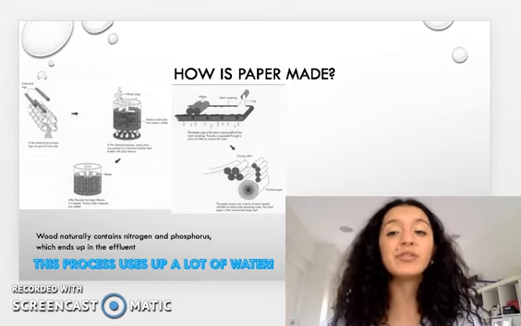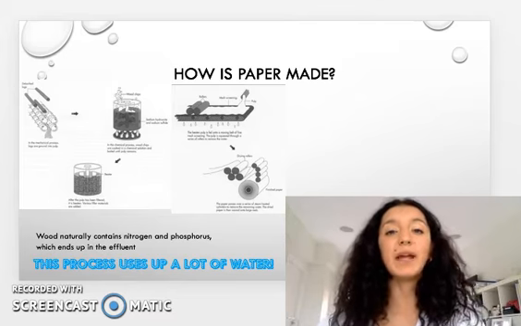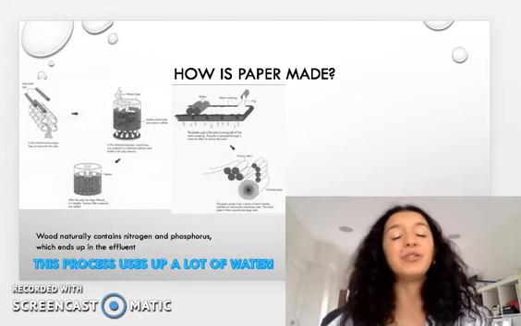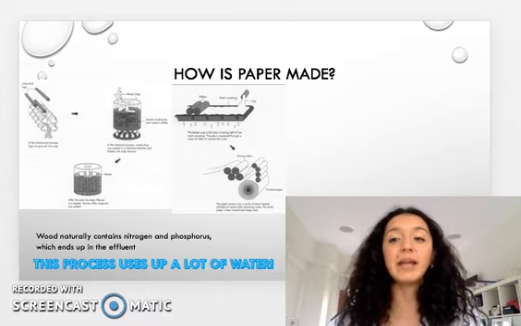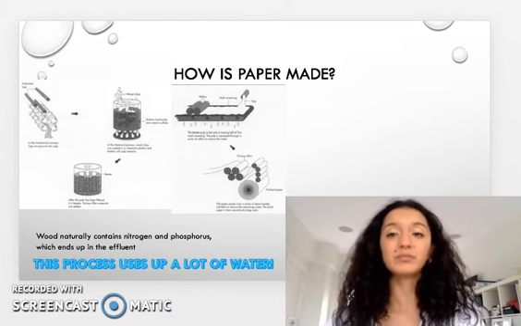So this process uses up a lot of water. To give you a rough idea, about one A4 sheet of paper uses up 10 litres of water. And in one office alone, they would use about 12.1 trillion sheets of paper a year. That's 121 trillion litres of water.